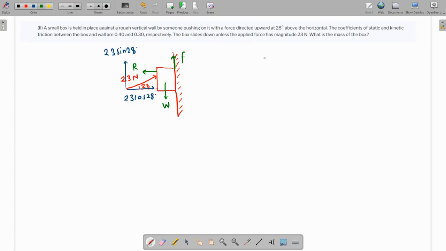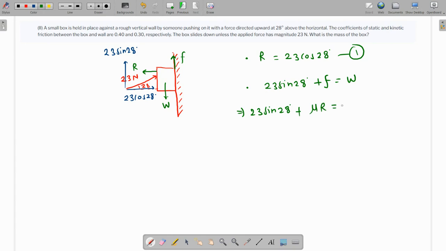Since this is at rest, we are going to say that R is equal to 23 cos 28 degrees. That's called equation 1. And we are going to say that 23 sin 28 plus friction force is equal to weight. The friction force is going to be mu times normal reaction, so it's mu times R, and the reaction is already given as 23 cos 28. So replacing that, 23 cos 28 is W.